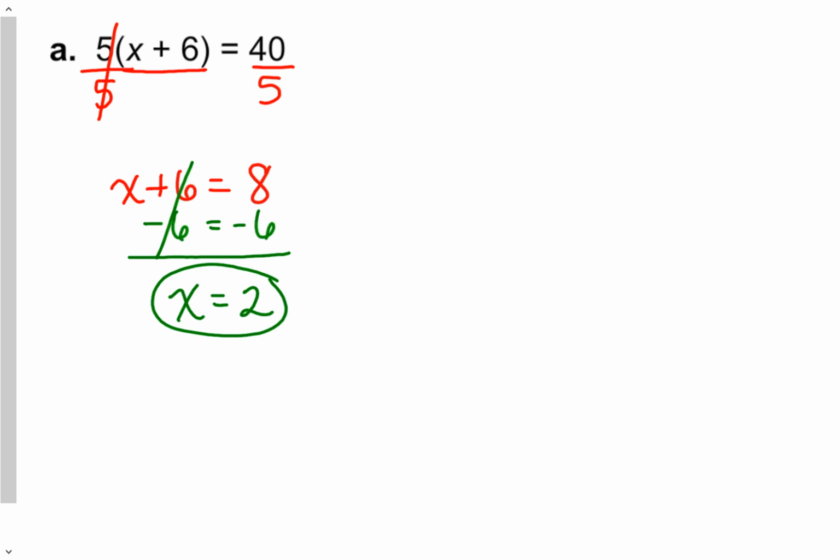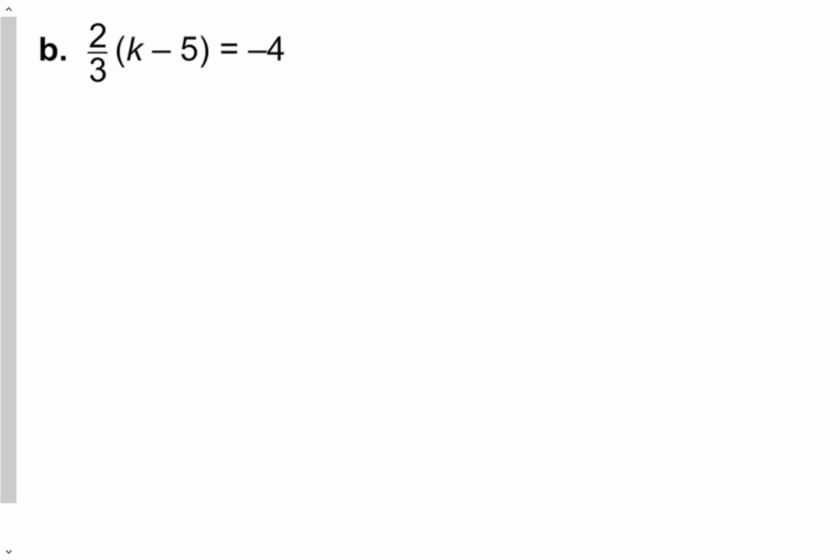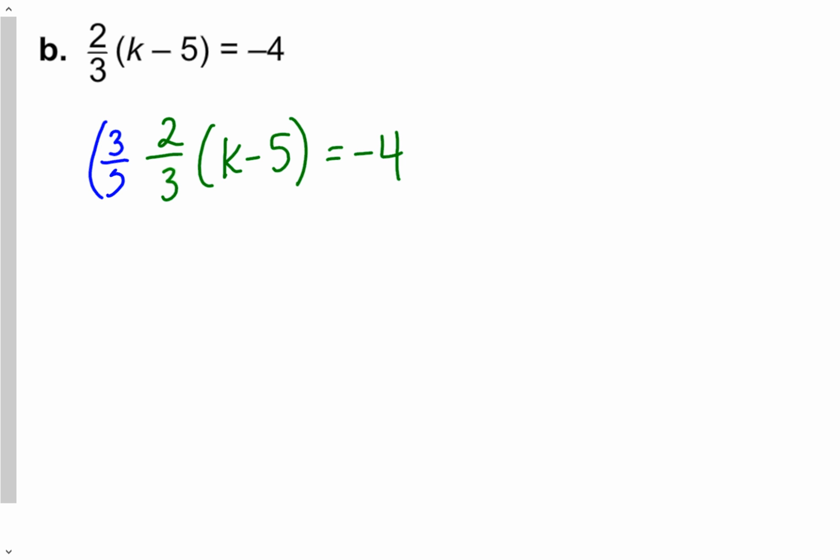All right, here's our next example. Again, this has a fractional coefficient. So we know that if our coefficient is a fraction, we have to multiply by the reciprocal. So the reciprocal of 2/3 is 3 over 2. Now 3 over 2 times 2/3 divides out to 1. So I'm left with k minus 5. And then negative 4 times 3 over 2, that's going to equal negative 6.